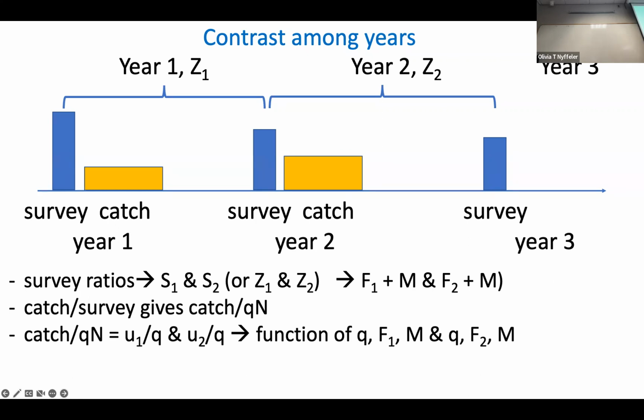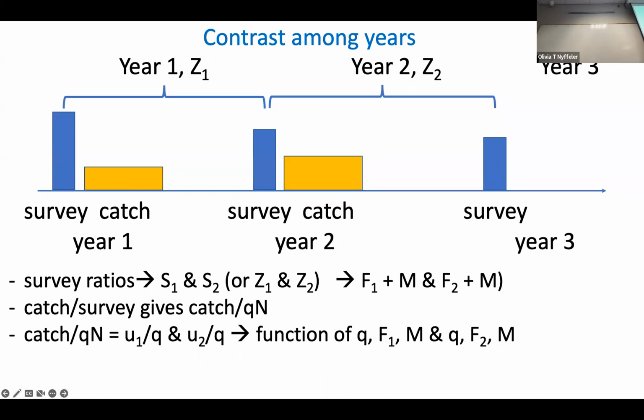Basically, this is catch divided by the abundance times Q, that nuisance parameter, that catchability. Okay, so if you do that here and here, the survey ratios are giving you S1 and S2, or equivalently Z1 and Z2. Those are functions of F1 and M and F2 and M. And the catch over the survey is giving catch over Q times N.